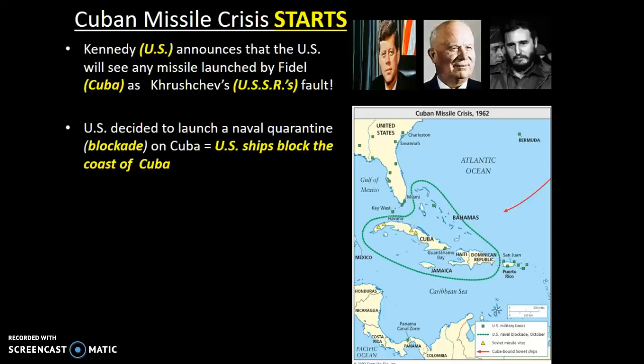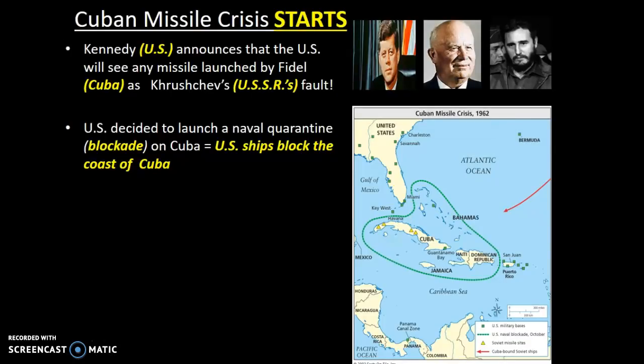The U.S. decides to also take some action against these missiles. And the action is to launch a naval quarantine, meaning a naval blockade on Cuba. If we take a look, we can see this naval quarantine here. Cuba is located here in the Caribbean. There are 4 key missile sites from which Khrushchev and Fidel Castro can launch these missiles. And all around Cuba, we can see this green dotted line. This green dotted line represents America's naval quarantine blockade.